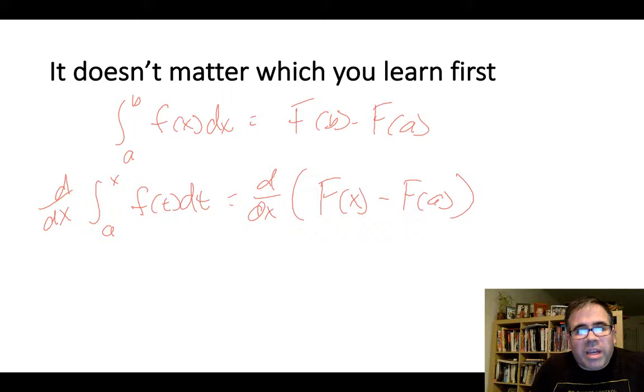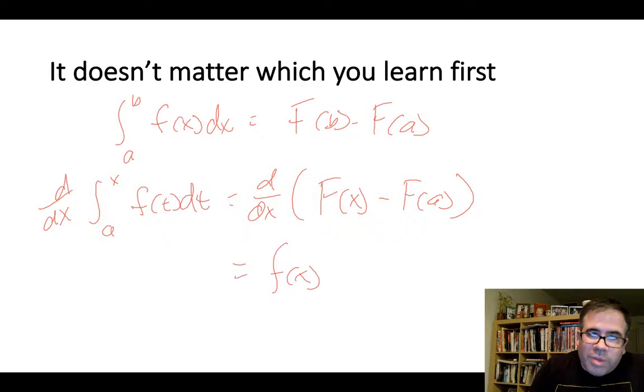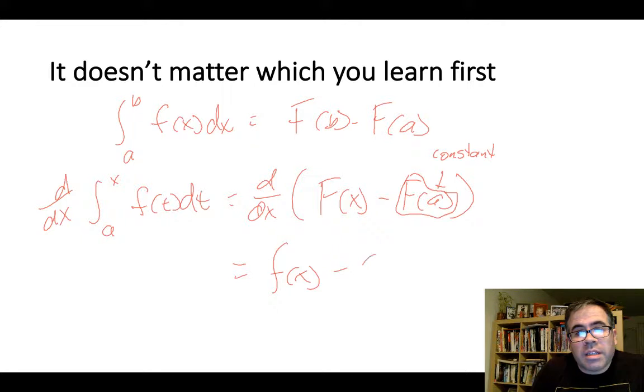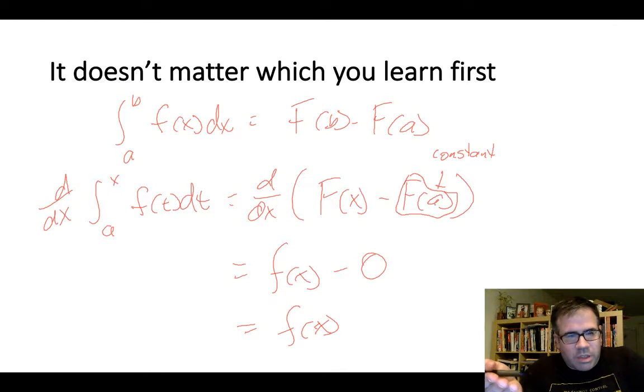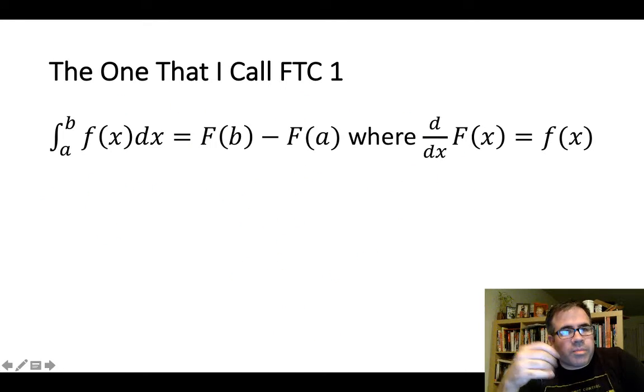Well, the idea of big F is that when you take its derivative, you get little f, right? So the derivative of big F of x is just little f of x. And then the derivative of big F of a, since a is a constant, big F of a is also a constant. And the derivative of any constant is 0. So you get just f of x back again. And we could do the same for the other way. I'm not going to here because of reasons that I'm going to get to in this slide.